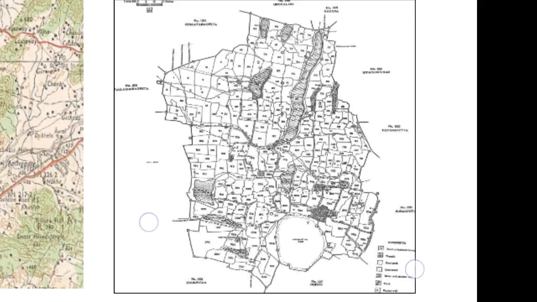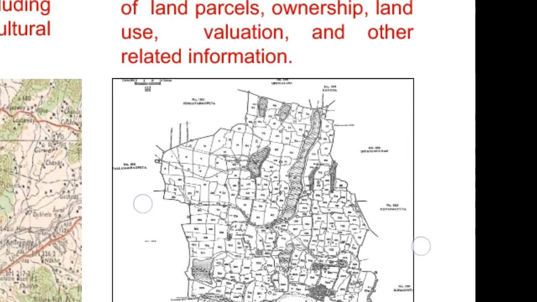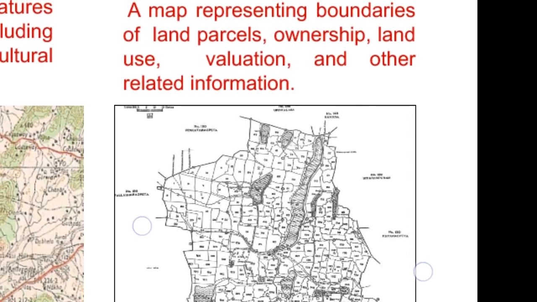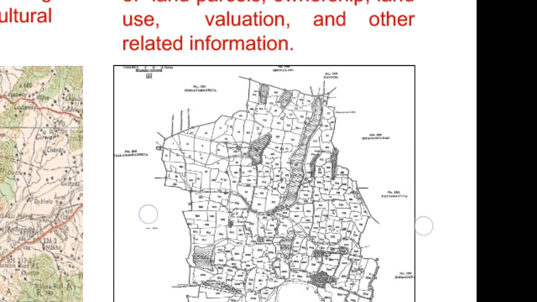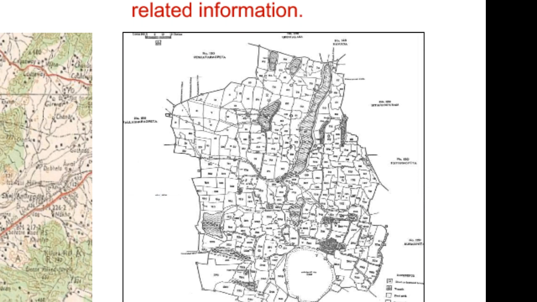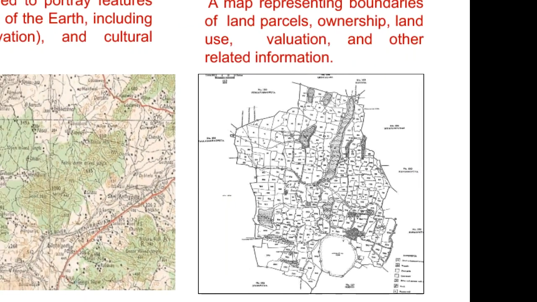And what are those cadastral maps? These are the maps which are maintained by the government to ascertain the ownership. Each and every house that you have in the society is maintained in the cadastral map in the government records. And on the basis of the cadastral map, government is able to tax the people also.